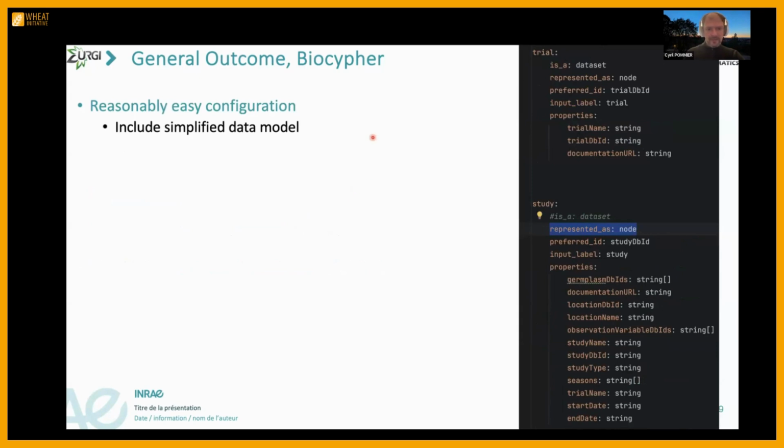Although BioCypher includes the simplified data model, as you can see here in this YAML file, you've got this trial object of type dataset, the dataset being declared in the foundational database with its list of properties, the fields that it has to take into account, and there is also a definition of the edges later.